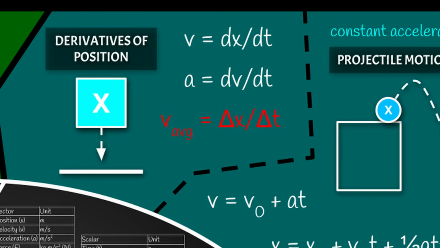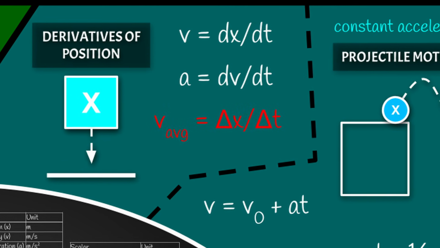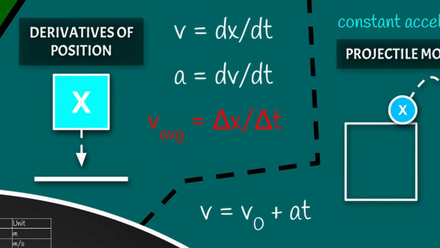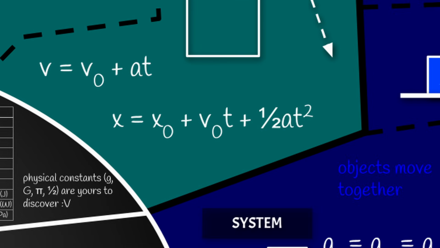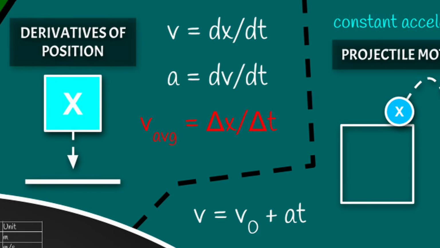You'll almost never reliably be able to measure average velocity unless the acceleration is constant, in which case you just use the constant acceleration equations. I don't know, just avoid it whenever possible.